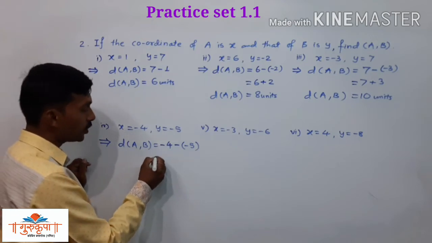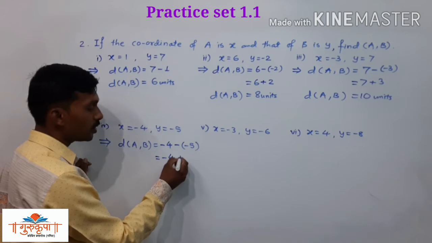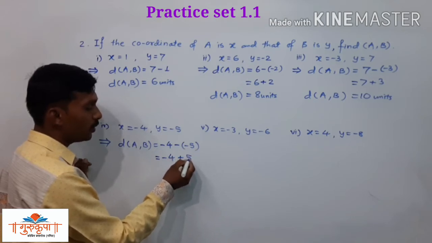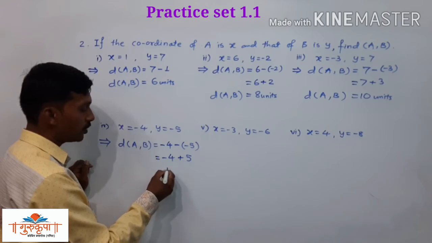We will put -4 as it is. This minus into minus is plus, and 5 as it is. Now 5 minus 4 plus 5 minus 4, the calculation is 1.